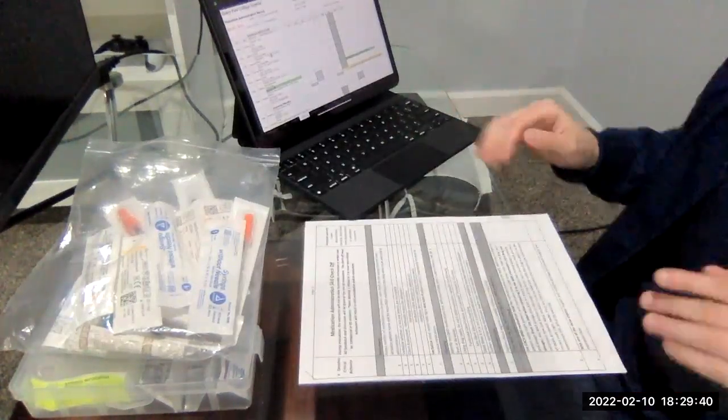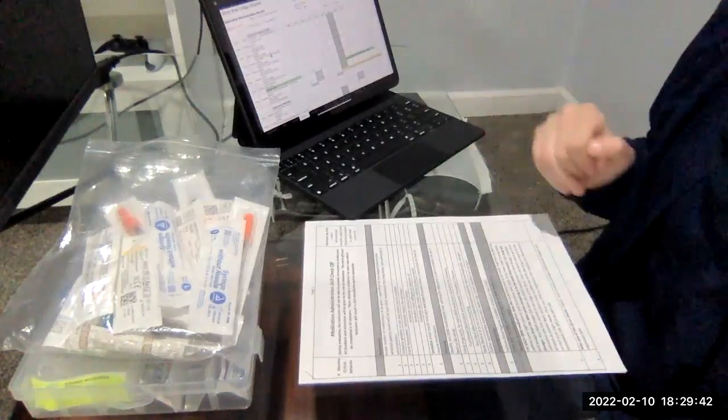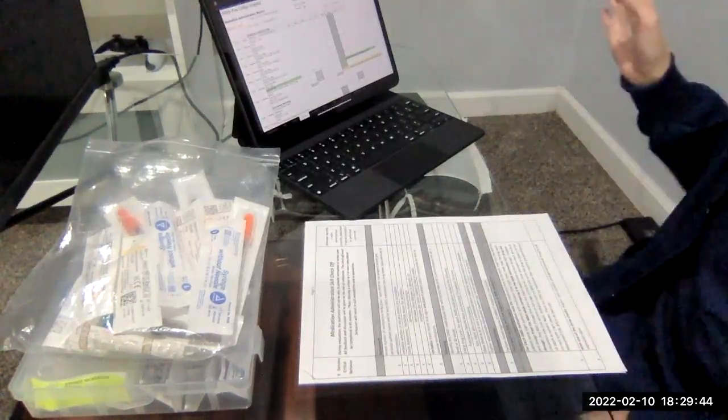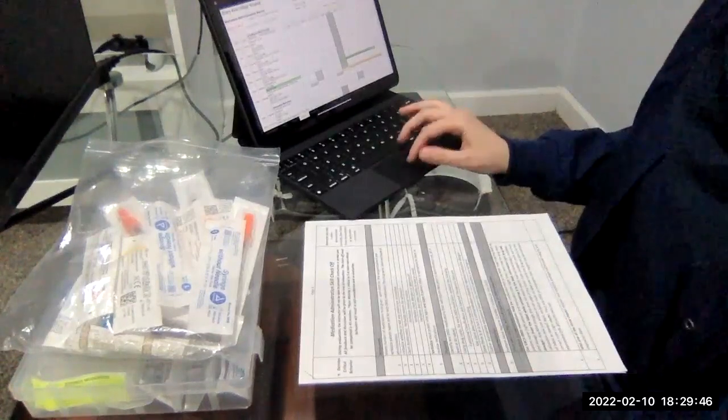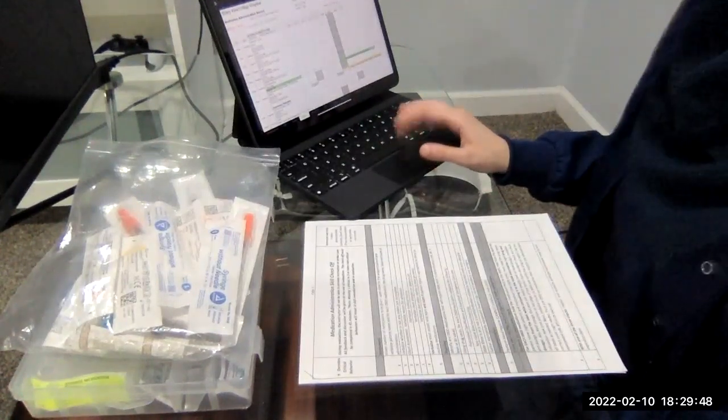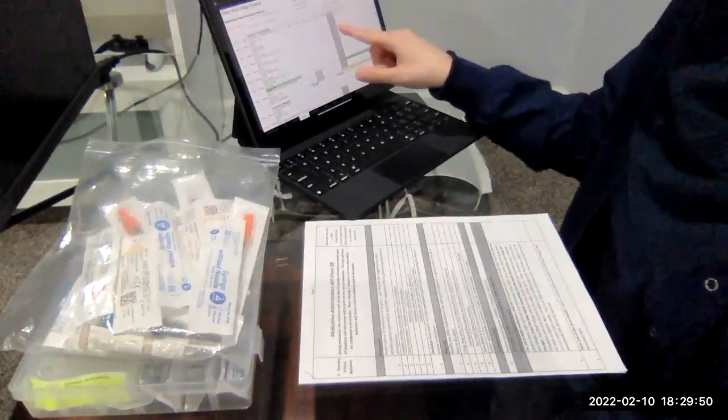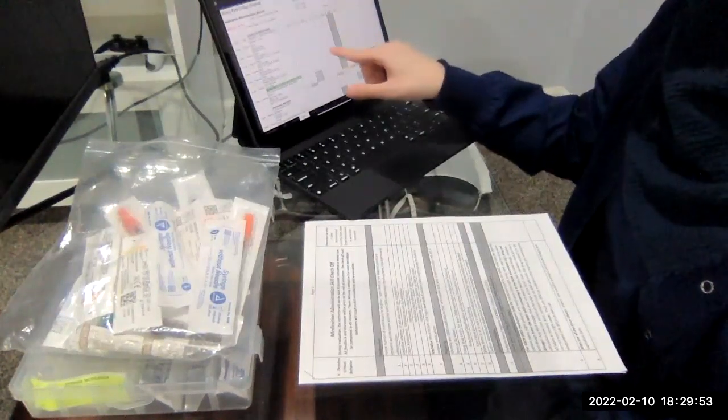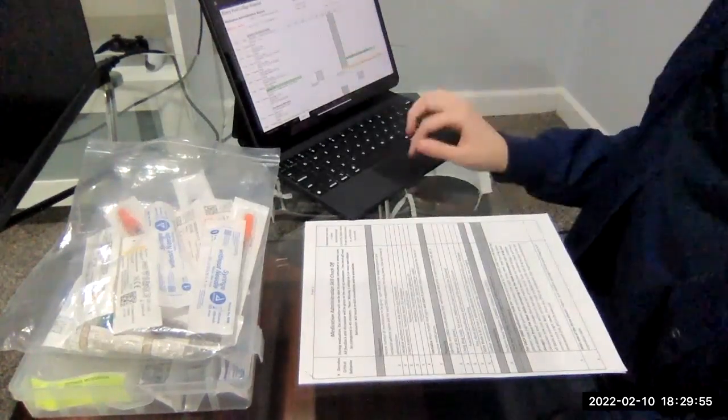So first things first, you're going to assess the number of medications and do the 5 rights on each medication. So I'm going to open it. I'm going to say, today, my patient's name is Henrietta Green. She has 1, 2, 3, 4, 5, 6 medications.